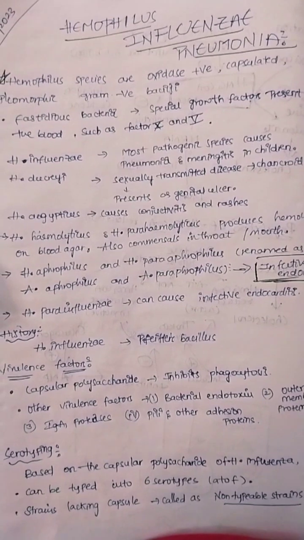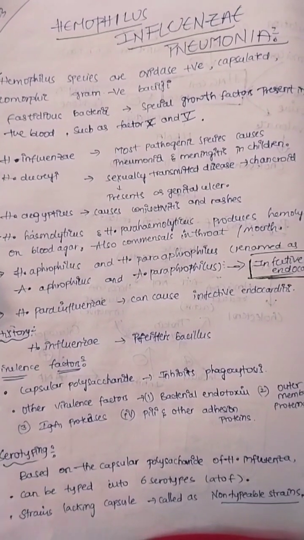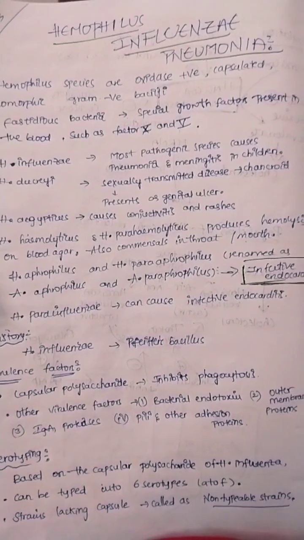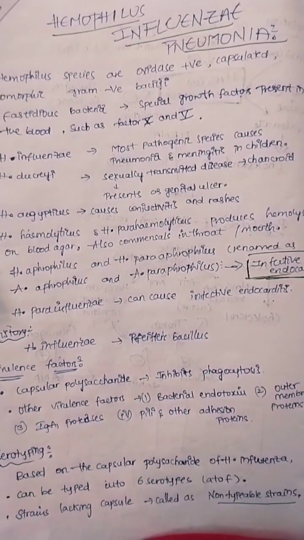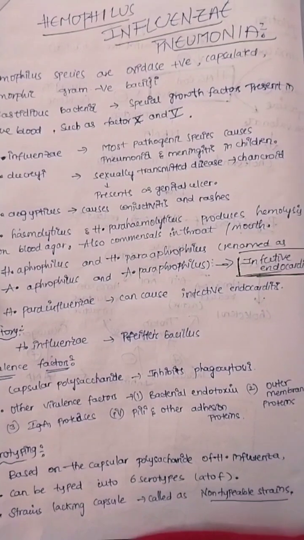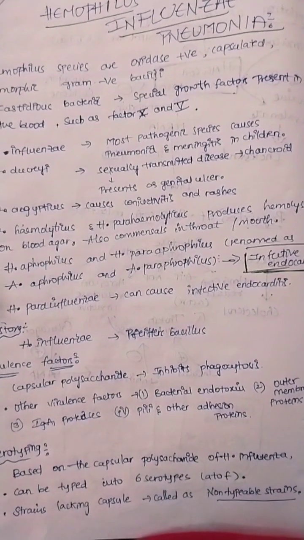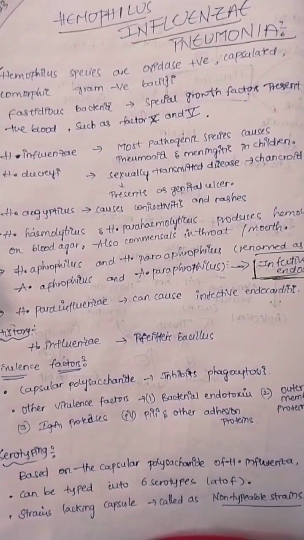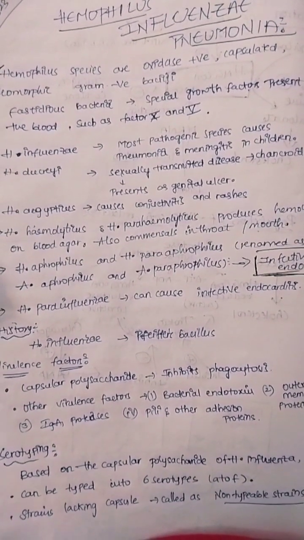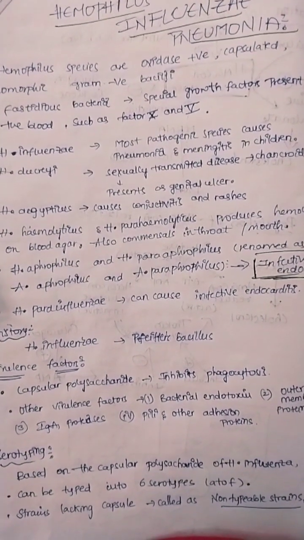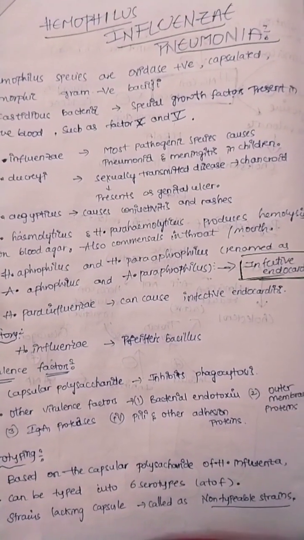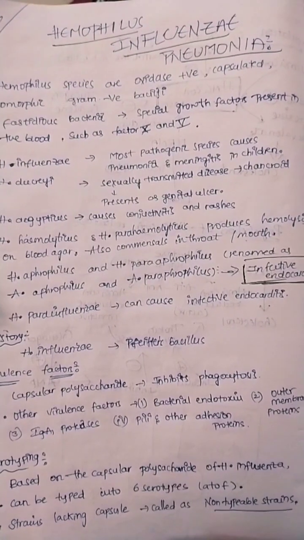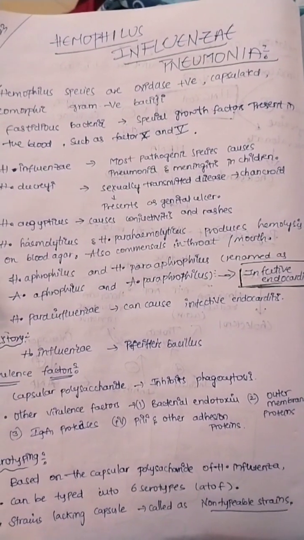Okay. Hemophilus influenzae is the most pathogenic species because it causes pneumonia and meningitis in children. And Hemophilus ducreyi causes a sexually transmitted disease, chancroid, and patients usually present with a genital ulcer. Hemophilus aegyptius causes conjunctivitis and rashes. Hemophilus hemolyticus and Hemophilus parahemolyticus produce hemolysis, so they are named as such. Okay, hemolysis on the blood agar.